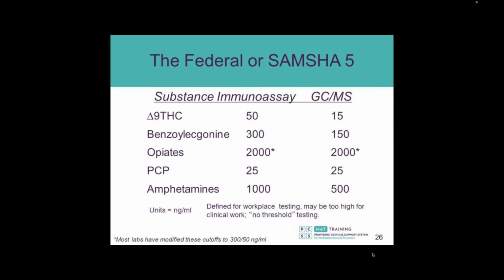We'll talk about those in a bit. The cutoffs are a bit different for the two. You can see here what we used to call the federal or SAMHSA 5, the initial things usually involved in screening for THC, for pot, cocaine, opiates, PCP, and amphetamines. These cutoffs have been modified because you want the best sensitivity, that is, pick up the most real true positives, and the best specificity, that is, eliminate false positives. So actually the opiate cutoff has usually been reduced in most labs to 300.